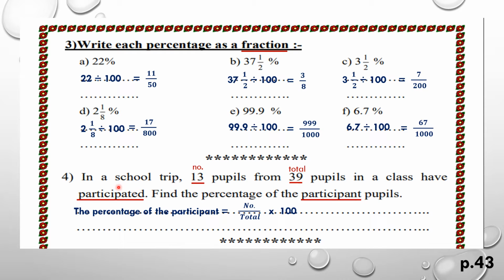So to find the percentage of anything given the number and the total, the rule will be number over total times 100 equals 13 over 39 times 100. On your calculators, the result will be 33.3%.